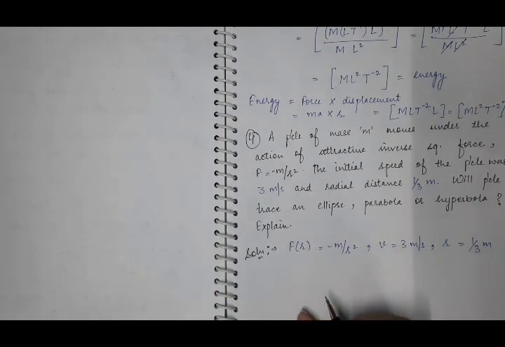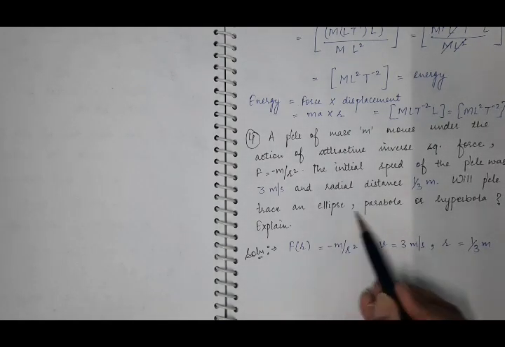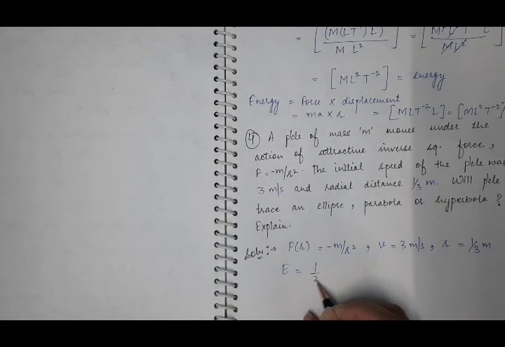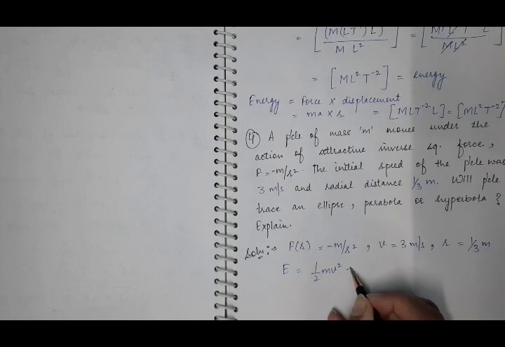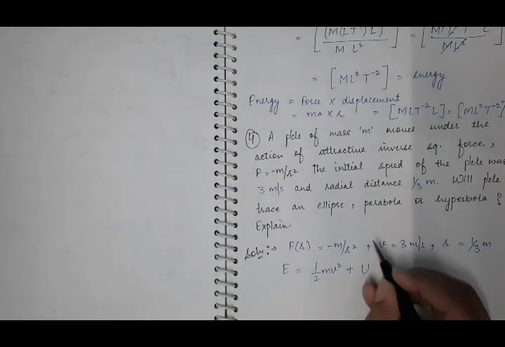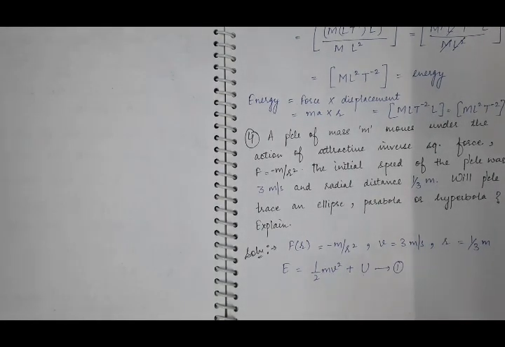So we have to calculate the total energy, because only from the expression of total energy will we be able to know the shape of the trajectory followed by the particle. So what is total energy? The general expression of total energy is the sum of kinetic energy plus potential energy. So total energy is kinetic energy, which is half m v square, plus potential energy U. So how can we calculate this U? Suppose this is equation 1.